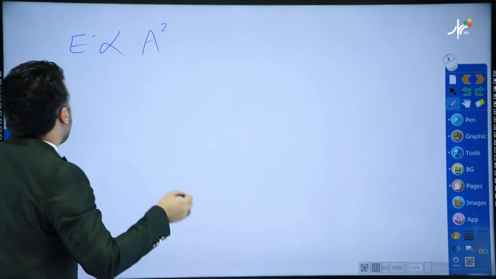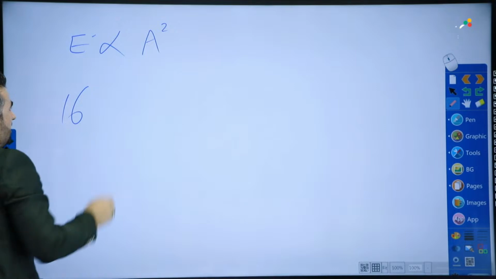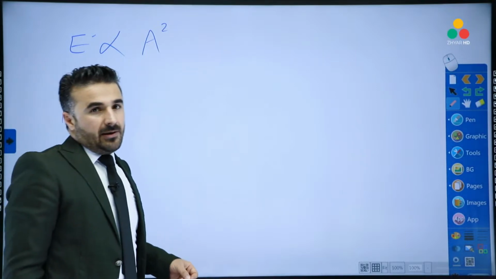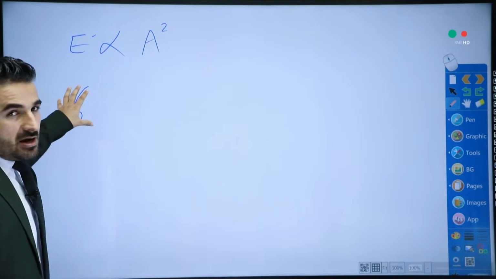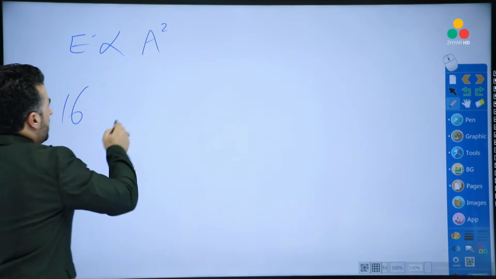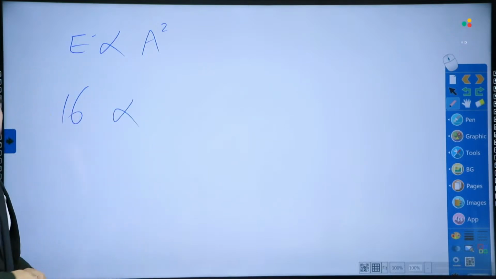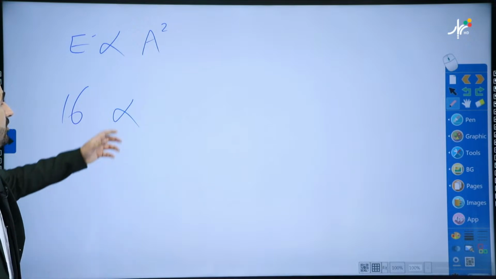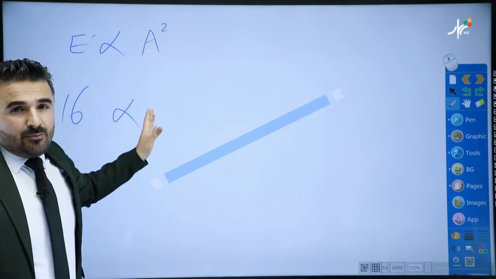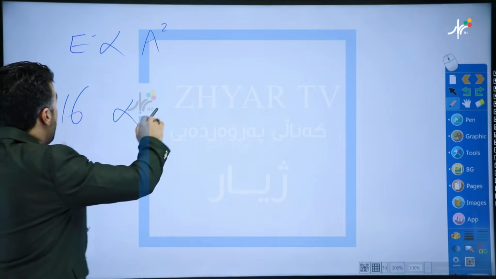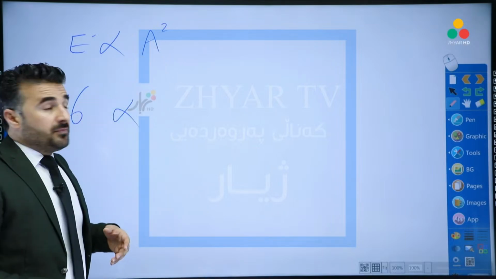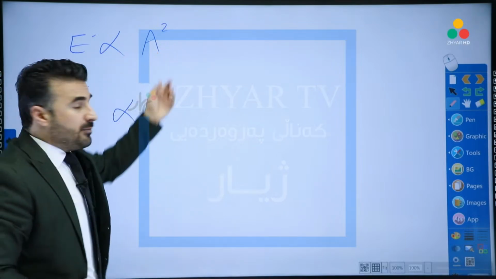Now, imagine we have the energy transfer that is, let's say, 16. It could be 16 joules or whatever, but let's just say this is a rate without any unit at all. So what is going to be, for example, the amplitude in this case? We said energy is directly proportional to the amplitude squared.